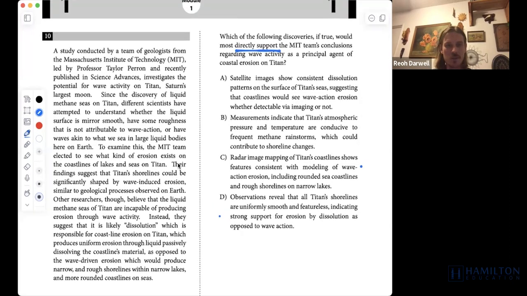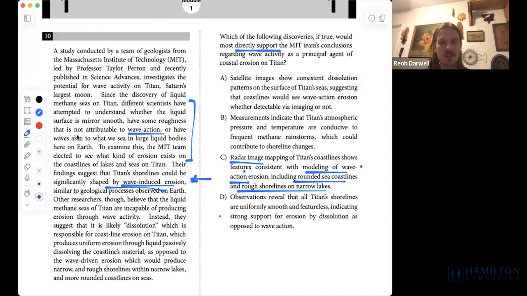the MIT team's conclusion is that wave-induced erosion is present, right? Similar to the processes observed on Earth. So we want to see a discovery that supports the idea of wave-induced erosion, right? So what would support wave-induced erosion? Well, that there is a radar image that shows wave-induced erosion, including rounded sea coastlines and rough shorelines on narrow lakes, right? Which are things that are associated with wave action, right?